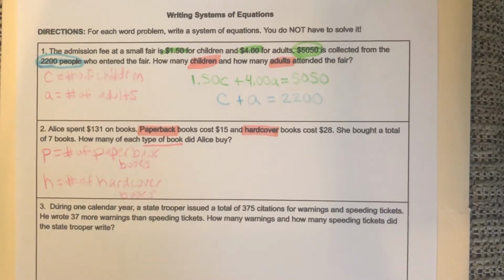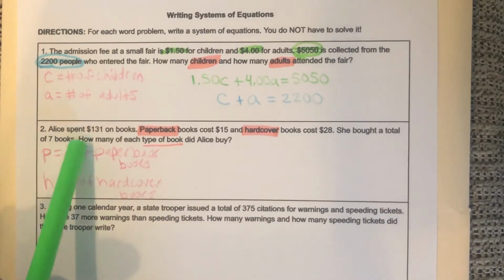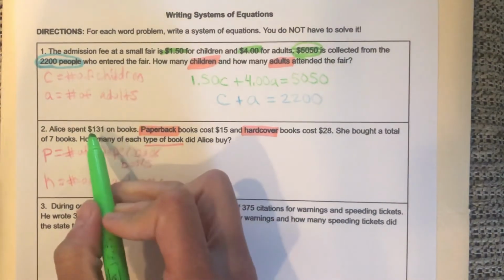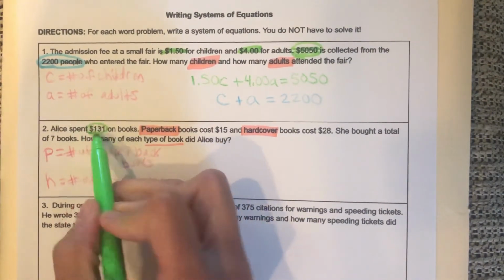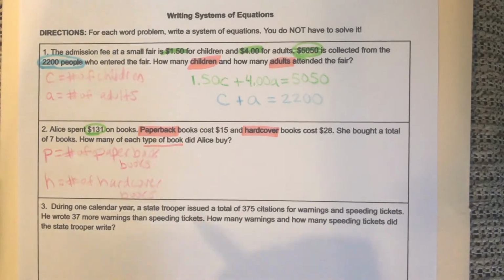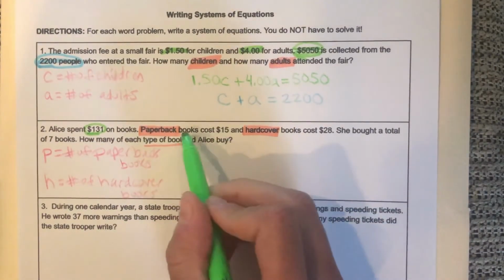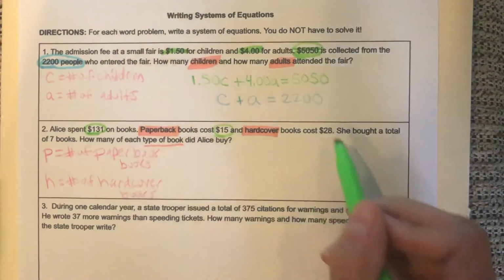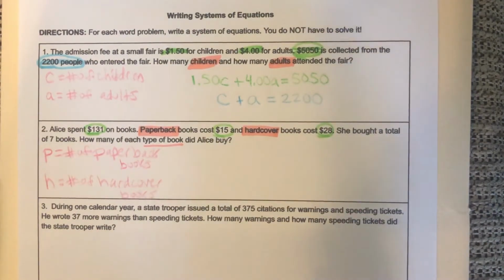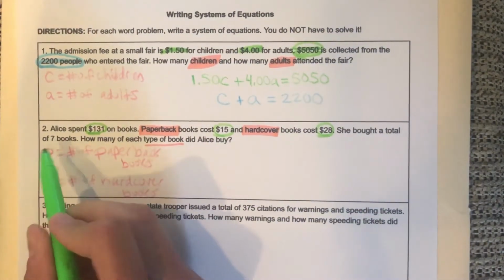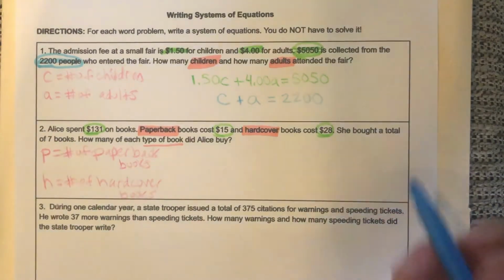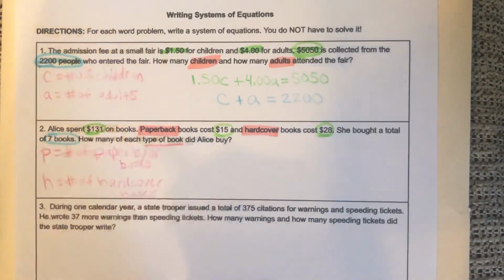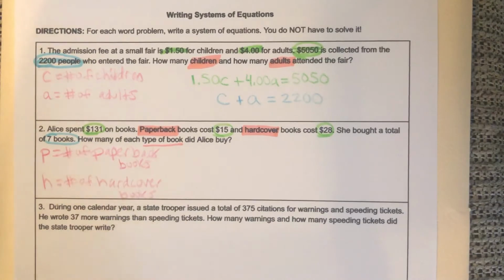So let's dissect our units. I see dollar signs right off the bat. Alice spent a total of $131. I also know that paperback books cost $15 and hardcover books cost $28. I'm not going to circle the 7 because that 7 has a different unit. That would be 7 books, so that's a whole different color. We're going to put together our first equation using all of our green highlighter, which is all of our dollars.